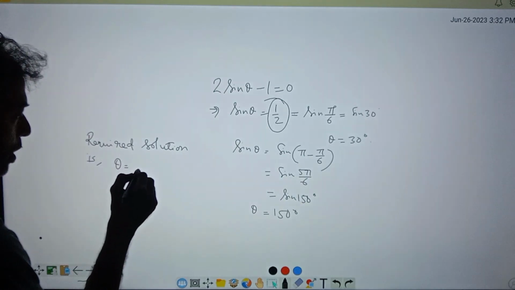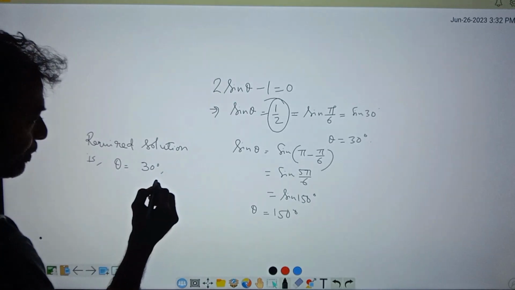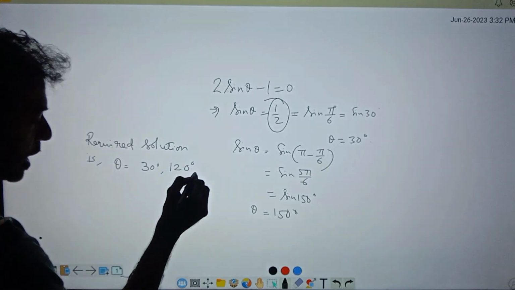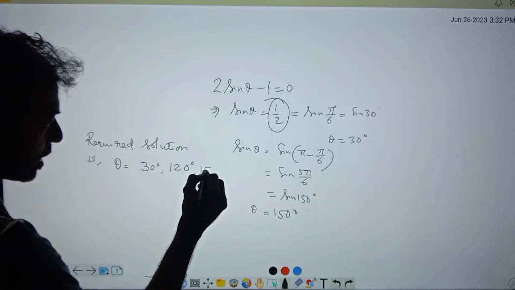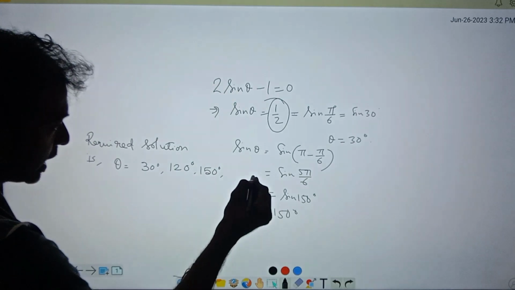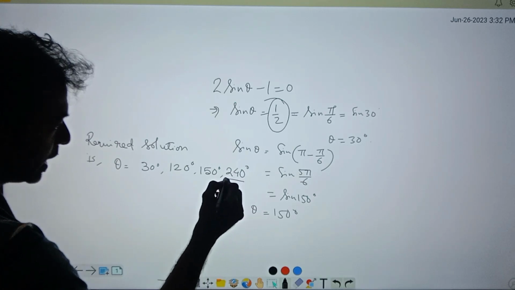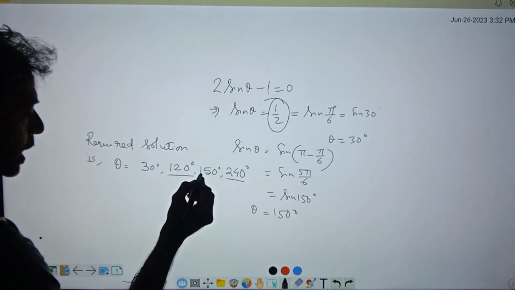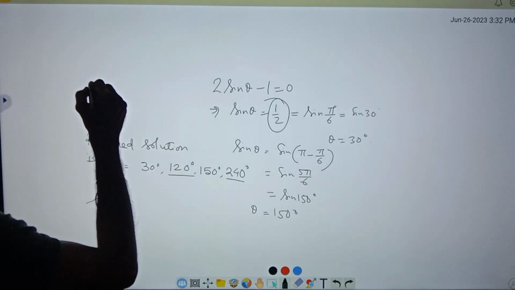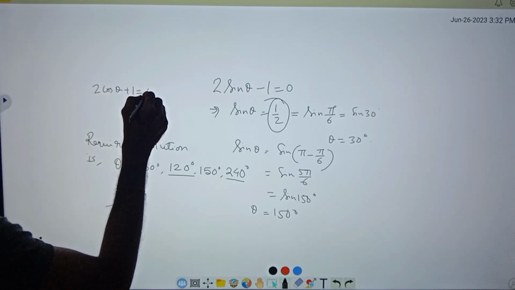Theta equals, first of all, 30 degree. Then it will be 120 degree. Right. After that, it will be 150 degree. And after that, it will be 240 degree. 240 and 120 came from the previous equation, that was 2 cos theta plus 1 equals 0.